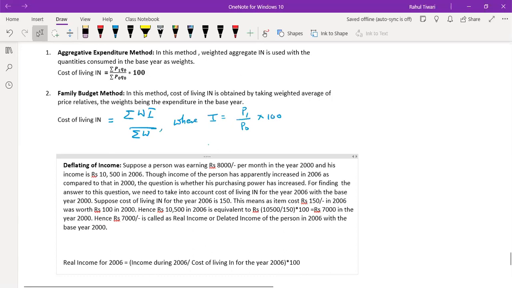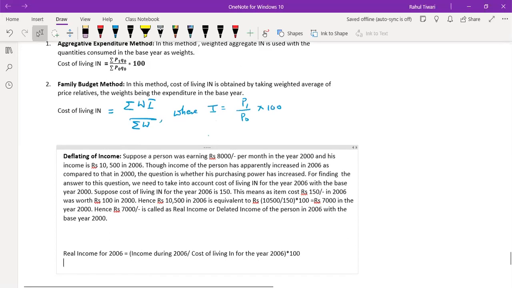And once you get this, one can also get the corrected formula. But let us understand this concept. What is the meaning of this deflated?